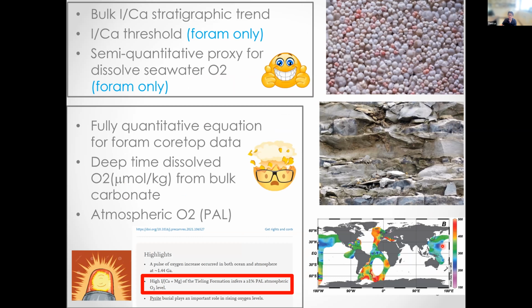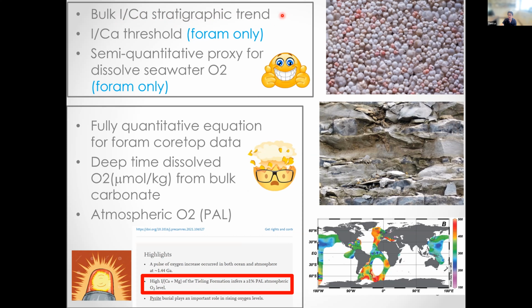So if I want to give a quick summary of how I would use this proxy, first of all, if you look at bulk carbonate, which is what you deal with, the stratigraphic trend is something I would focus on, especially if you have a drop in the iodine calcium in your stratigraphic trend. That is relatively useful if you can do careful diagenetic screening.